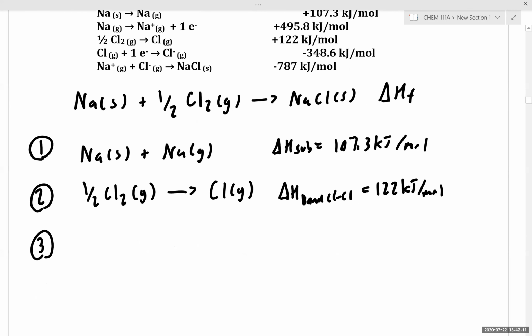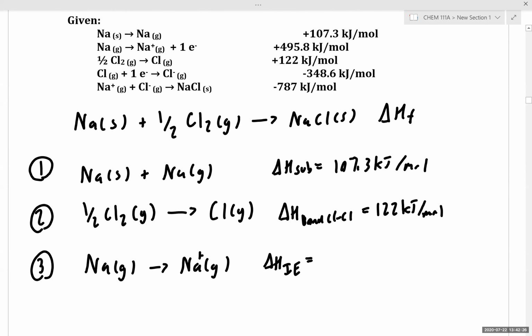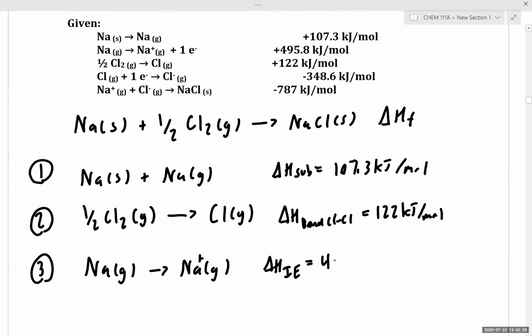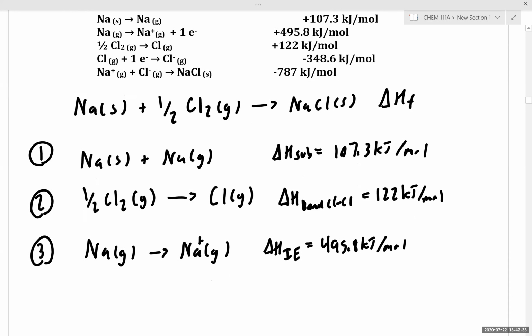Third, now that we have our gaseous atoms, we're going to ionize sodium to yield sodium plus in the gas phase. This is our delta H of ionization energy, which we're given in this case to be 495.8 kilojoules per mole.